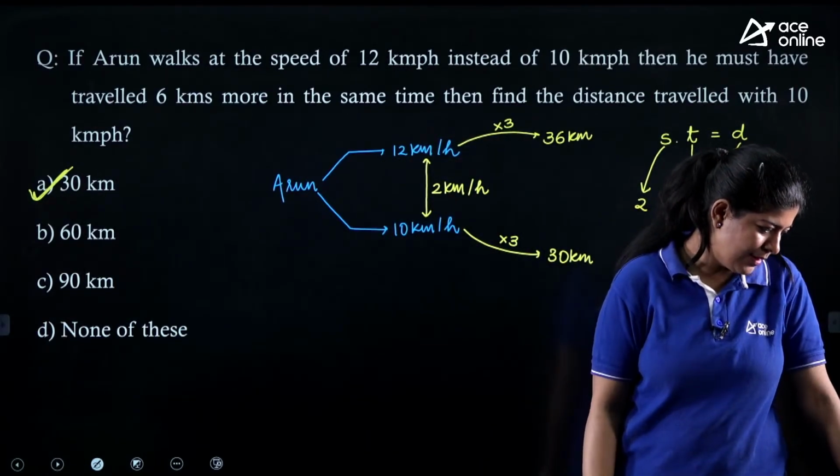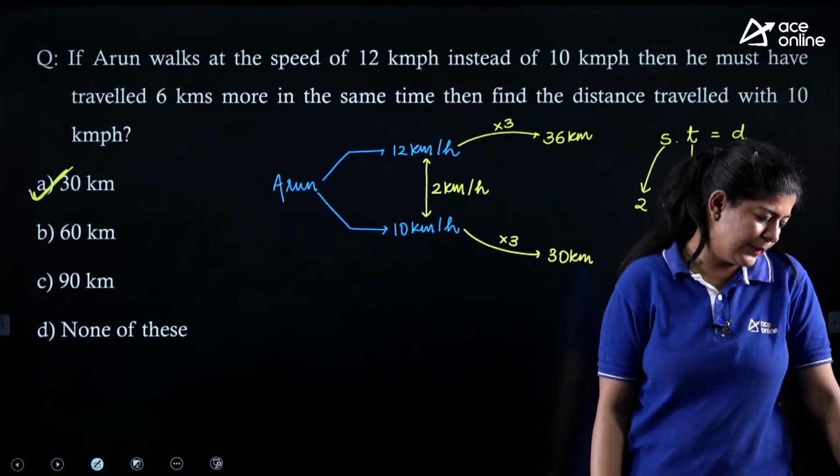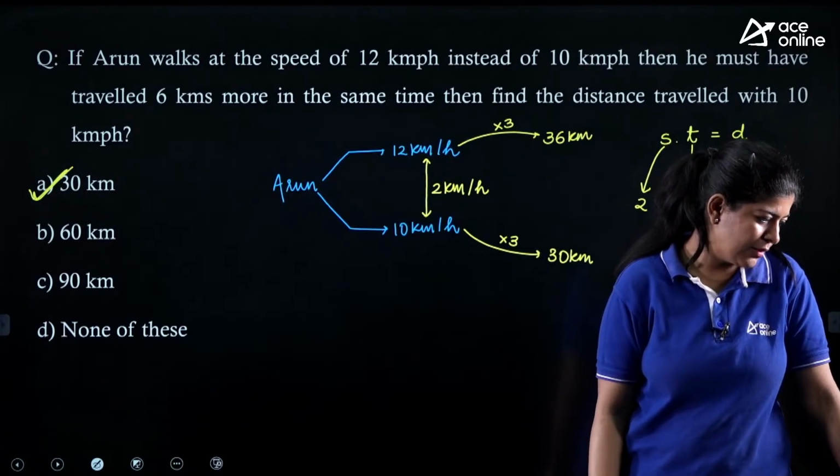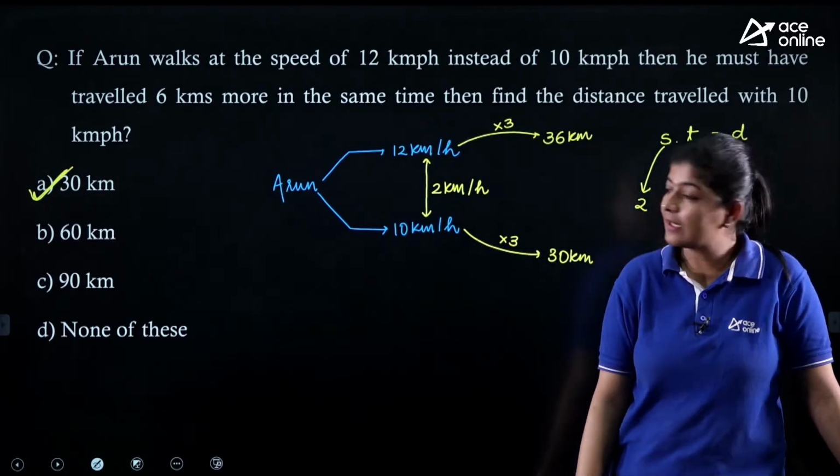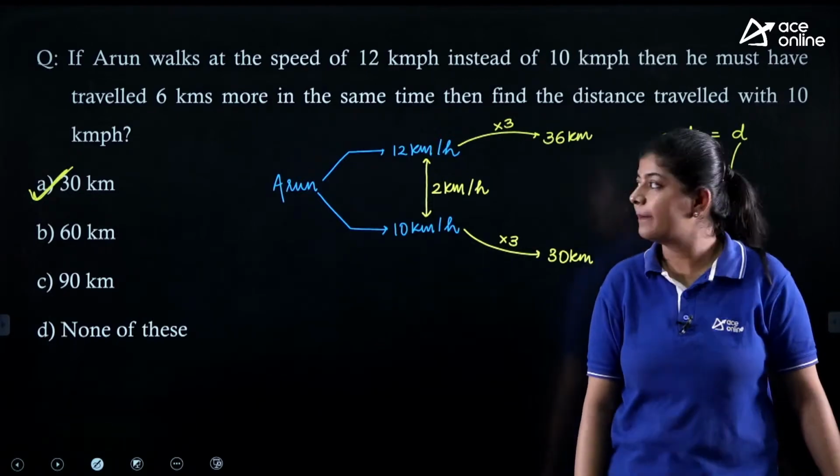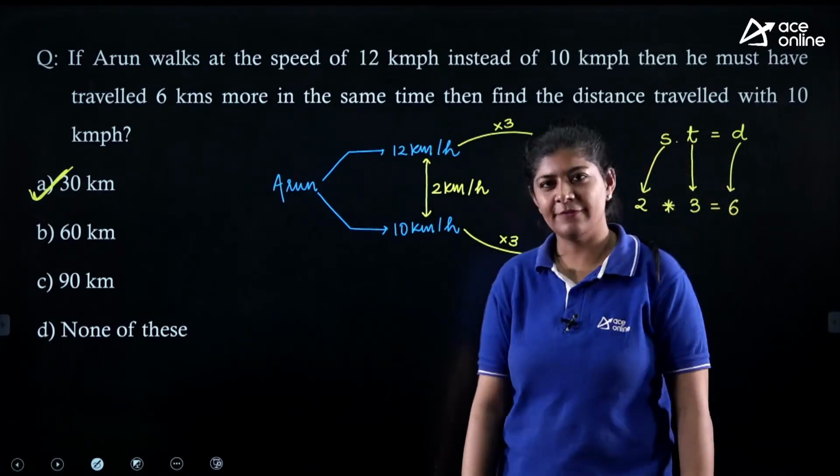Very good Manikanta, very good Rakesh, very good Mala, right? The correct answer here is option number A, 30 kilometers. It's a very easy question.